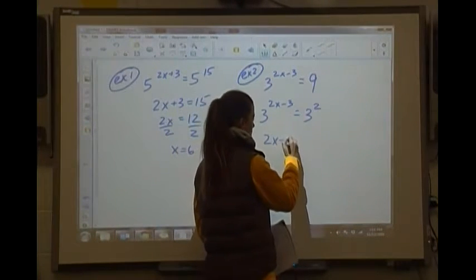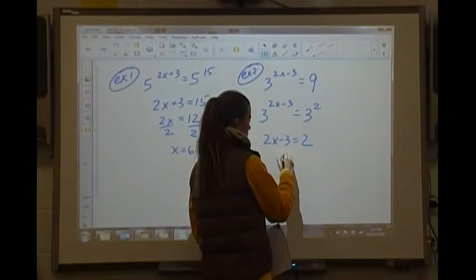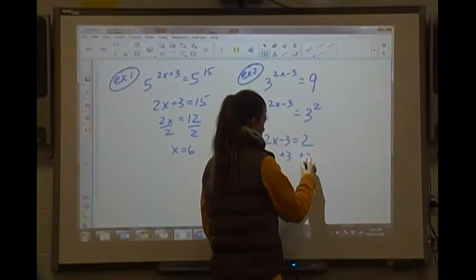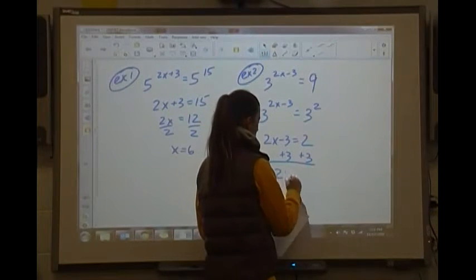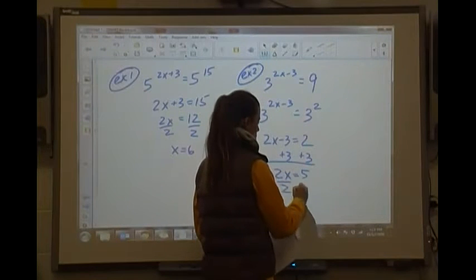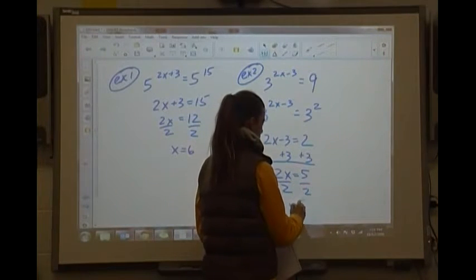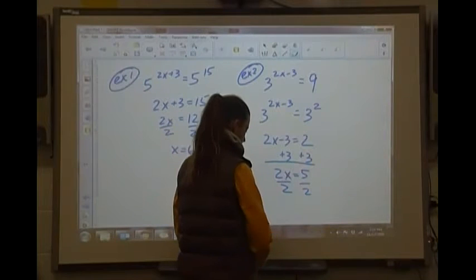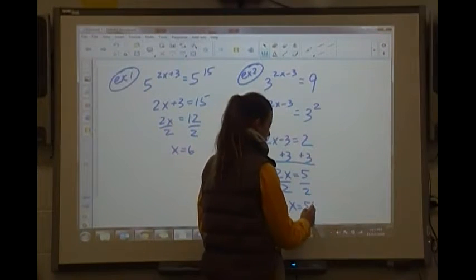So 2x minus 3 equals 2. Add 3 over. And we get 2x is equal to 5. Divided by 2, x is 5 halves. Got me this time. X is 5 halves.